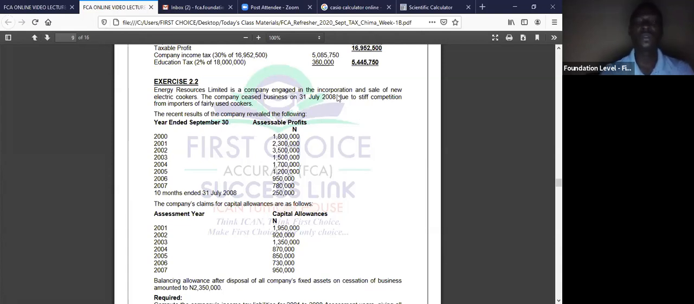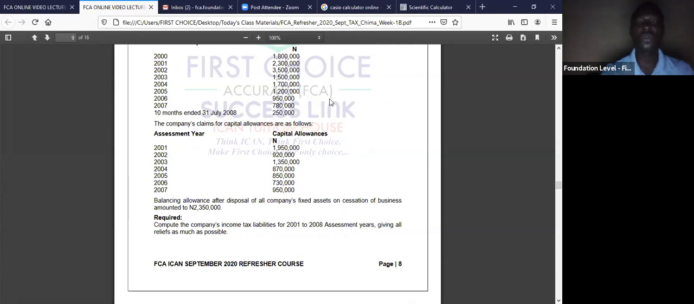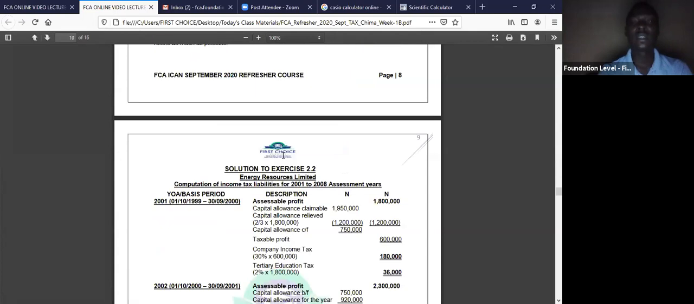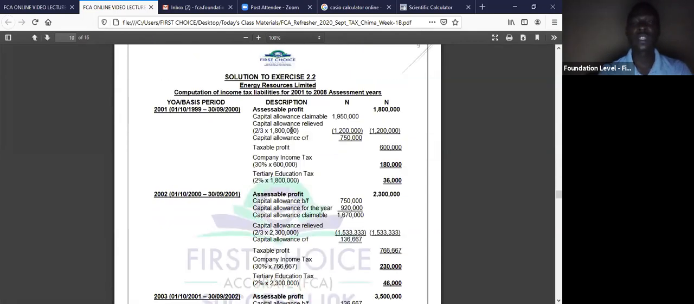Manufacturing. So we have to be using 2/3 of accessible profit to see whether the capital allowance qualifies to be claimed, all of it or not. So that's what we'll be doing. You find out that at the end, look at how it was 2/3. We did that 2/3.